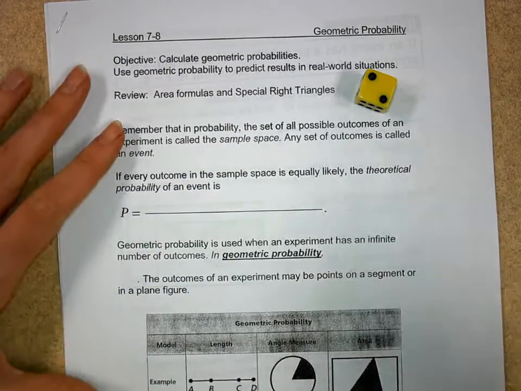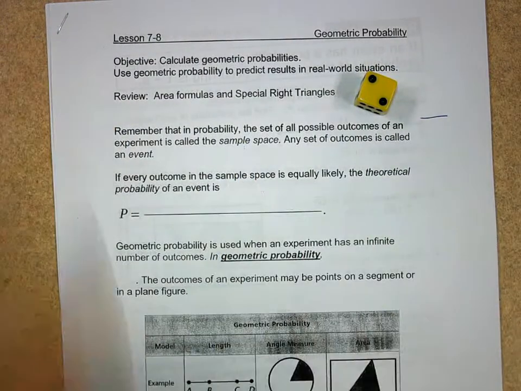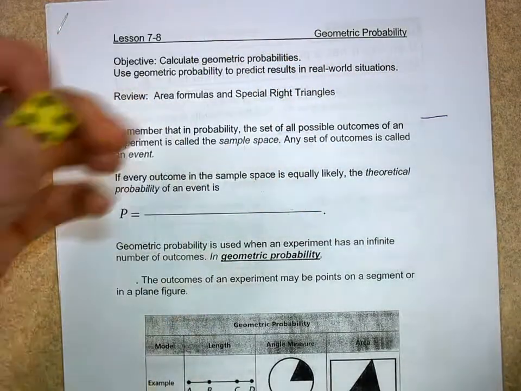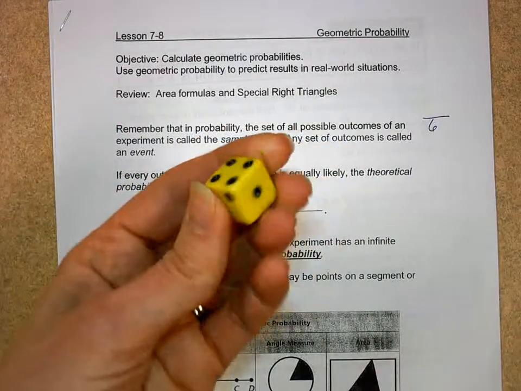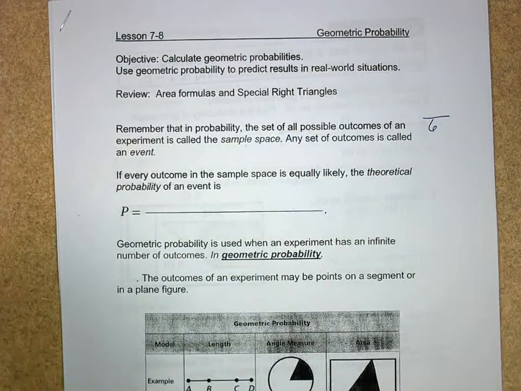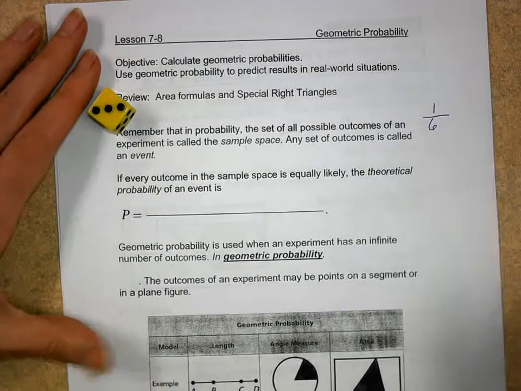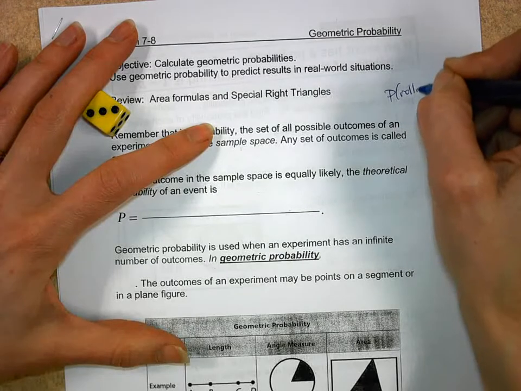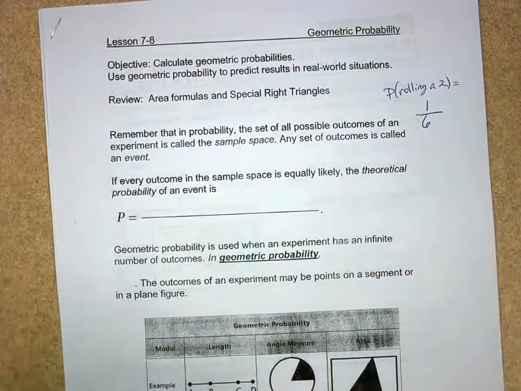You guys remember doing this before? Well, we have what's called the sample space. The sample space is all the possible outcomes. Well, on a 6-sided die, the sample space is going to be what? 6 different numbers. So 6 different choices. But what's the possibility of me rolling a 2? Well, that's one choice. So that's 1/6. So that's the probability of rolling a 2 with the dice.